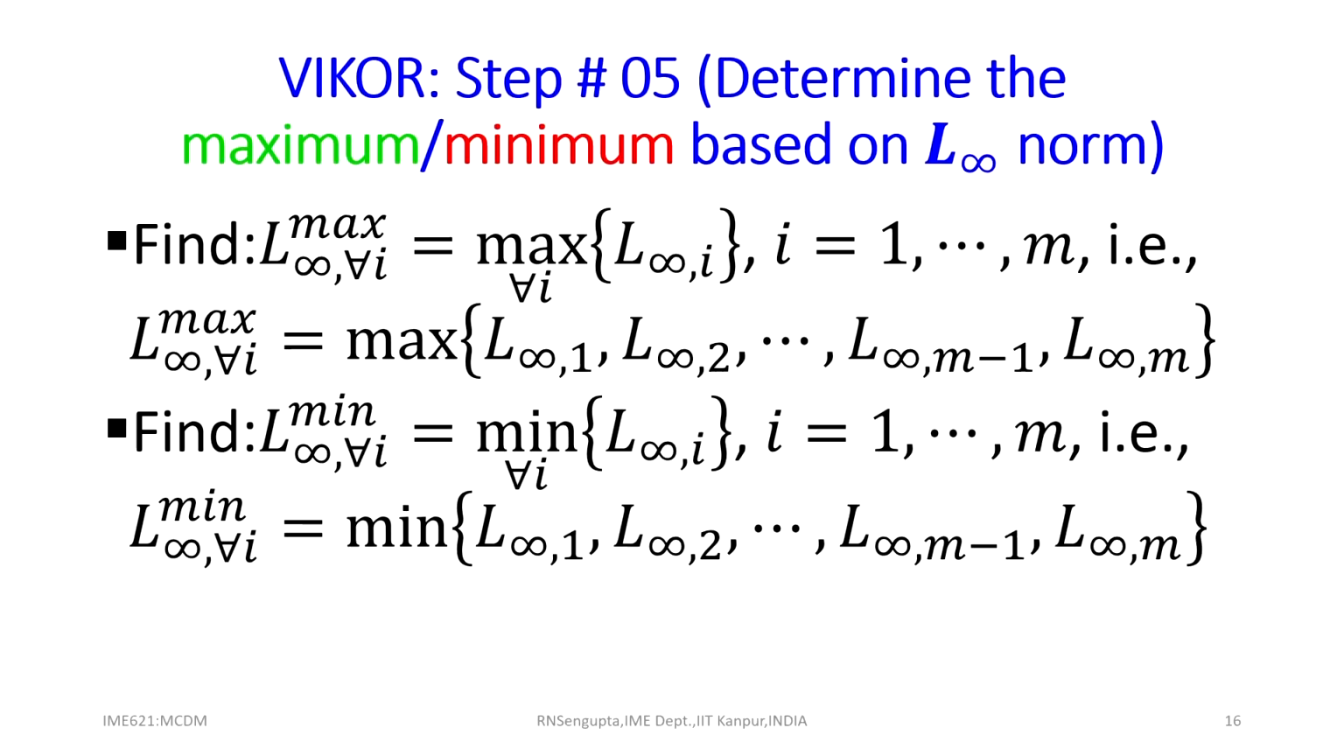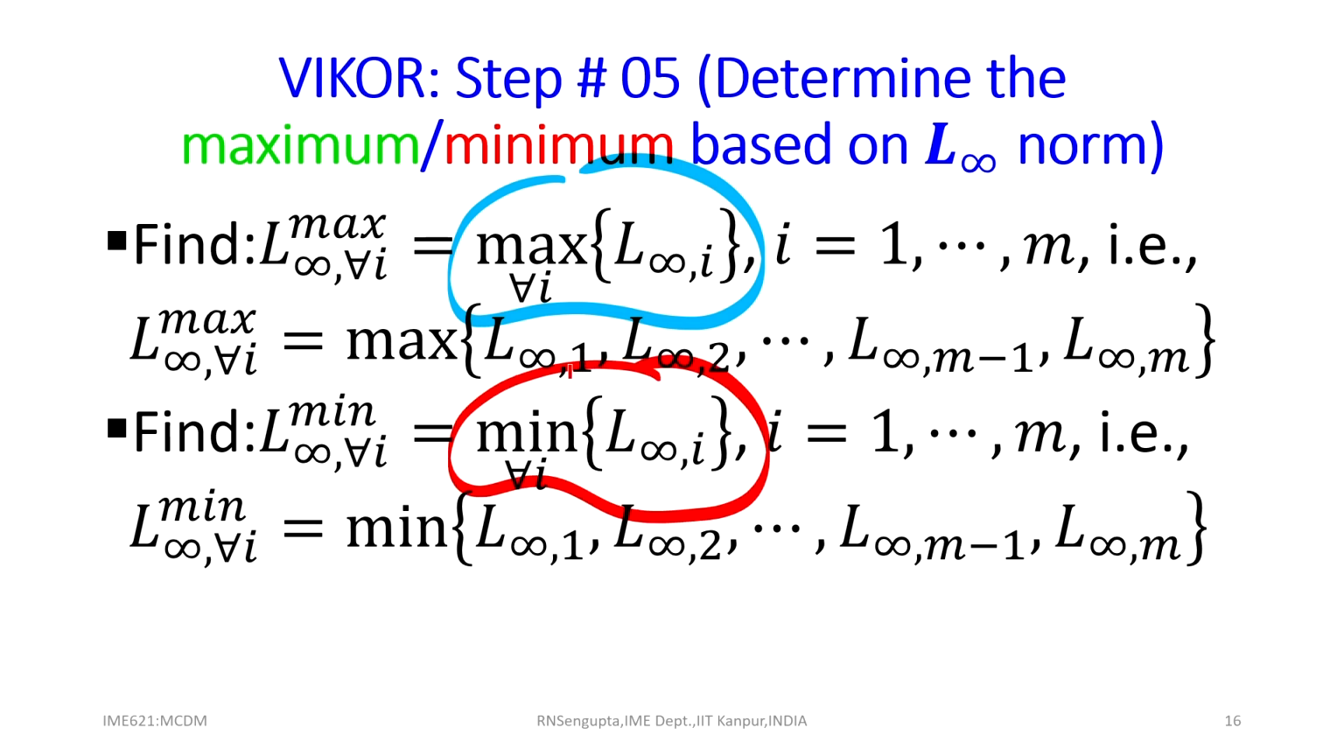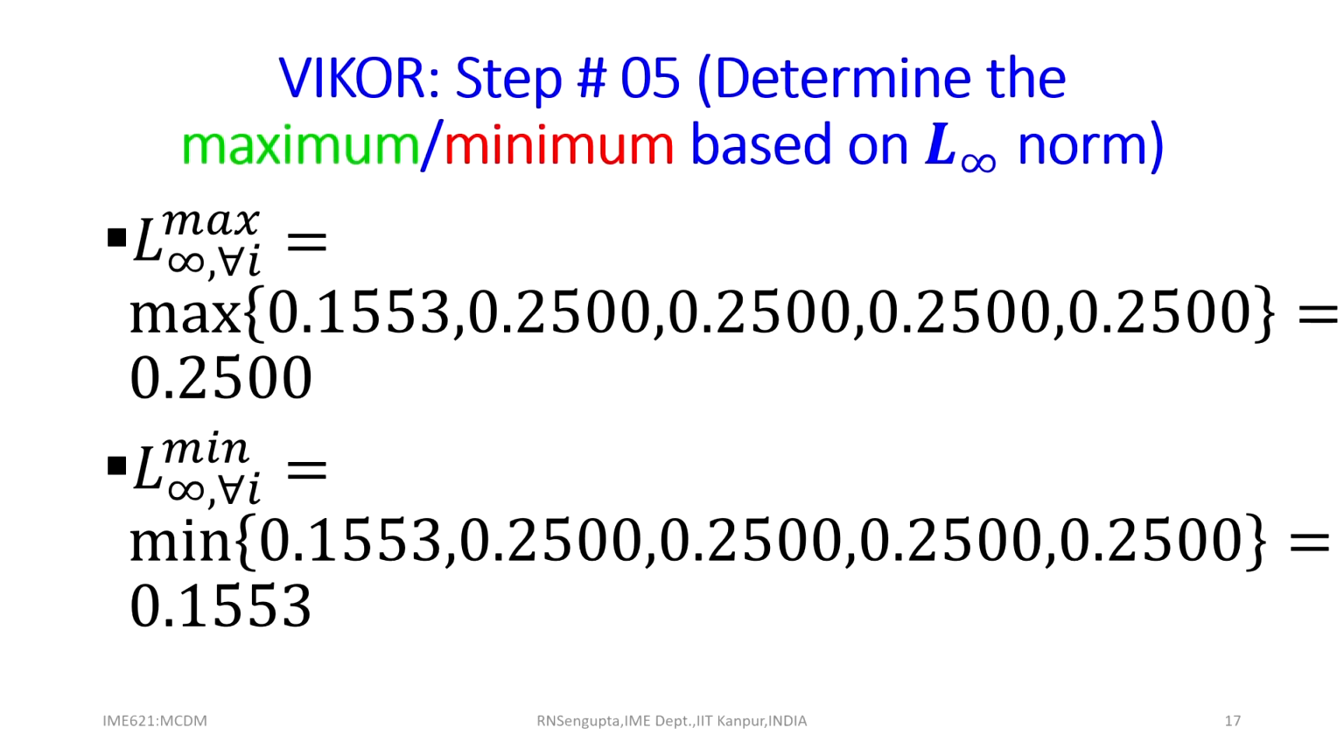Similarly, as I have done it for L1, I do it for the L infinity also. I find out the max, I will mark it, here is the max. I find out the minimum, I will mark in other color, and I do it for all the L infinity values which I have found out from 1 to m. M is the number of alternatives.